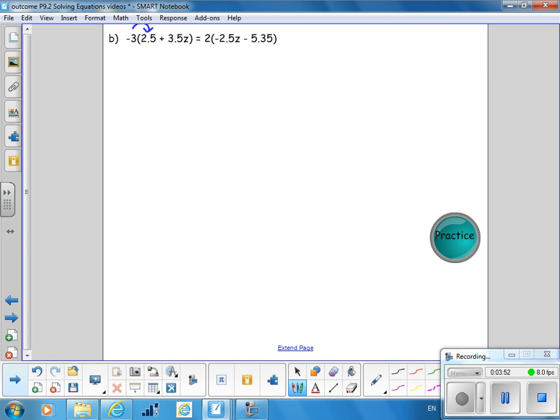Negative 3 times 2.5 will be negative 7.5. Negative 3 times 3.5z will give us negative 10.5z. Distribute the 2 into the bracket. 2 times negative 2.5z will give us negative 5z. 2 times negative 5.35 will give us negative 10.7. So again, choose which side you would like to move your z's to. It does not matter. You can go left or right. We'll choose to go left again.